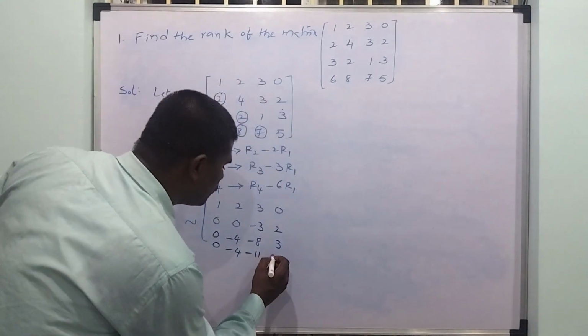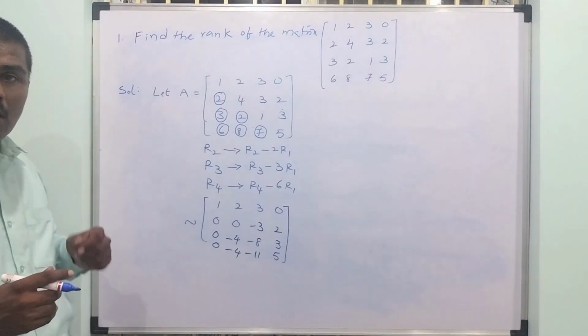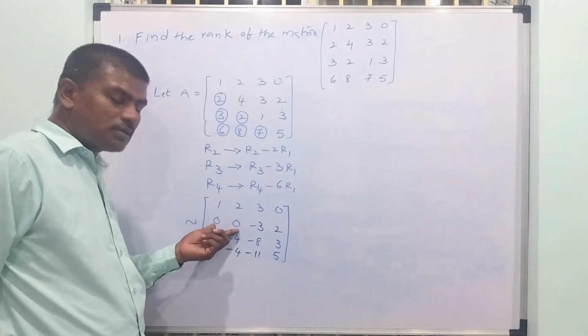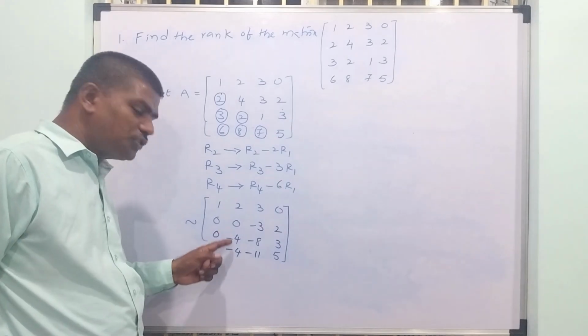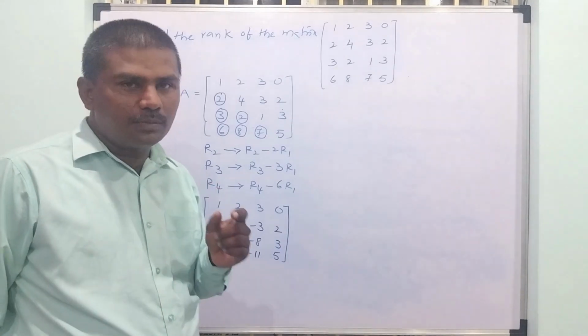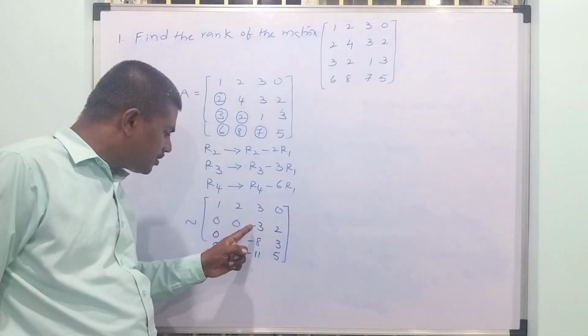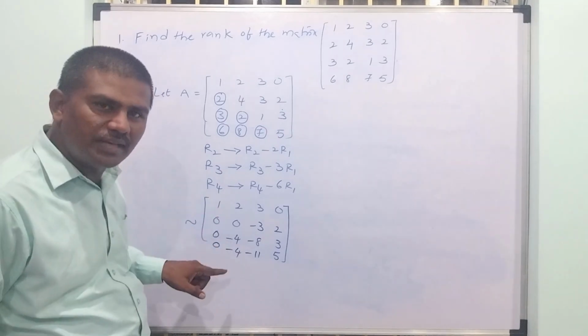Five minus 0, 5. This is the resulting matrix. Now you can observe that here there are two zeros, but here only one zero in these two rows. According to the procedure of echelon form, the number of zeros before the first non-zero element should be less than the number of such zeros of the next row.